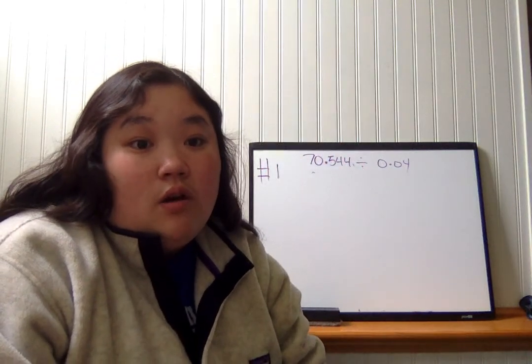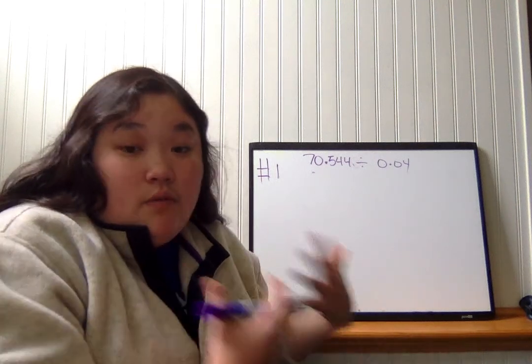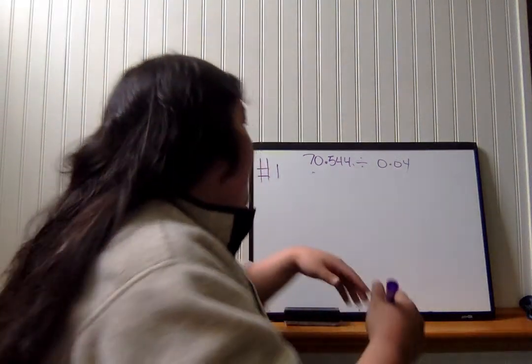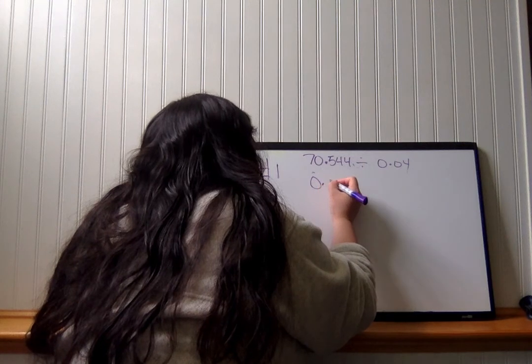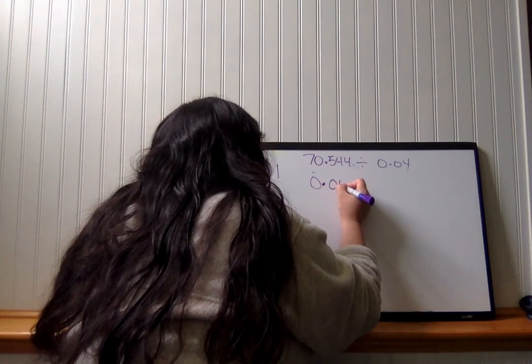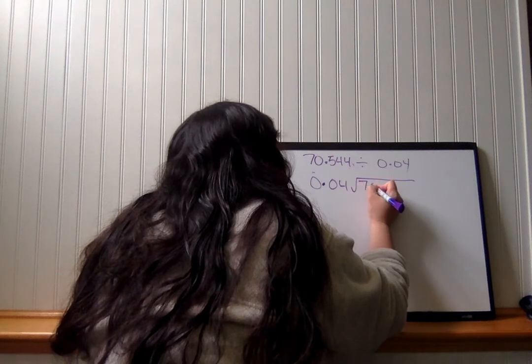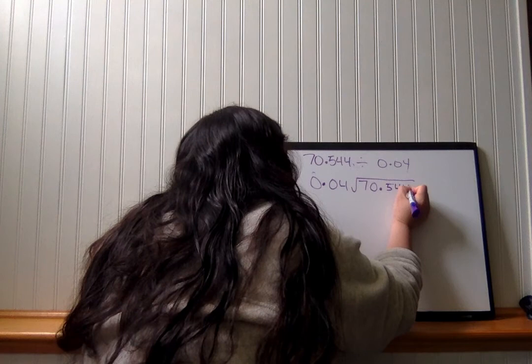So what I like to do is I like to do it the long division. You can do it whatever way works for you. I'm just going to show how I would do it. And if it works for you, that's great. If not, and you have a different technique, then do that, okay? So I'm going to rewrite it as 0.04 divided into 70.544.